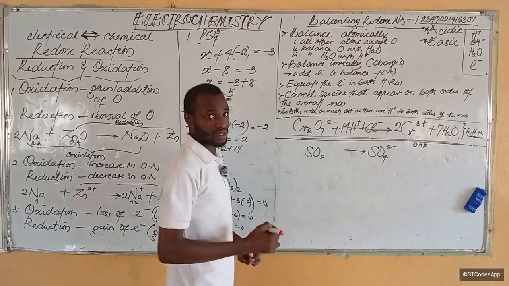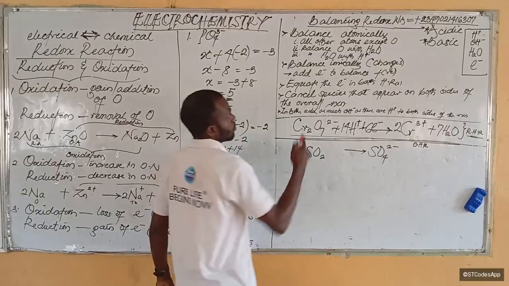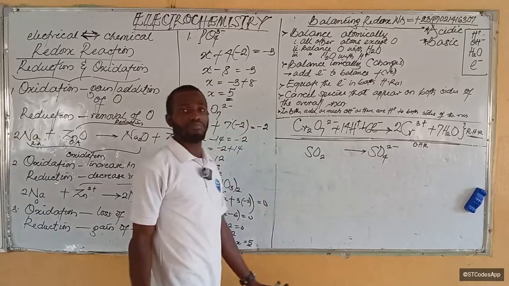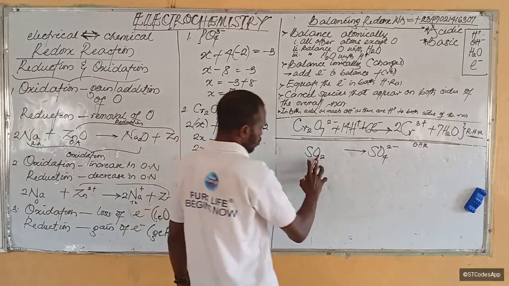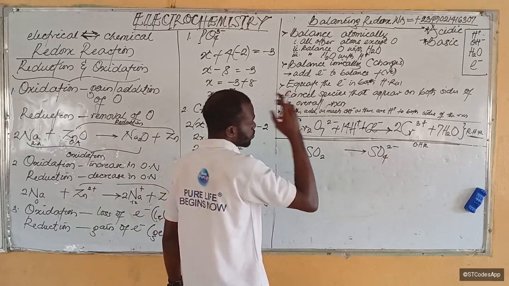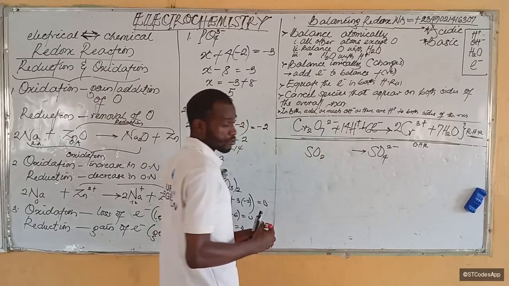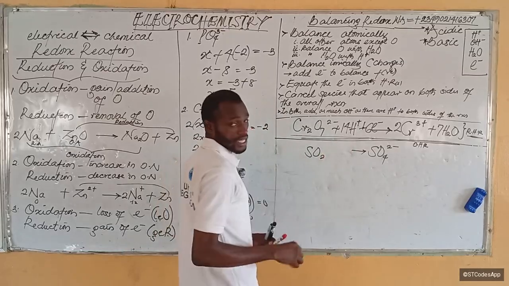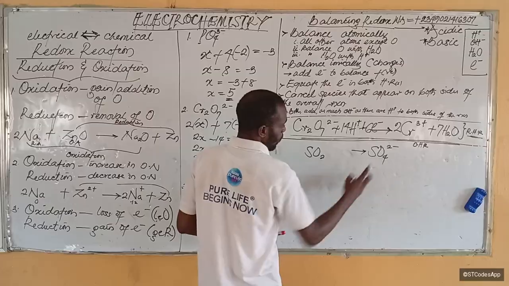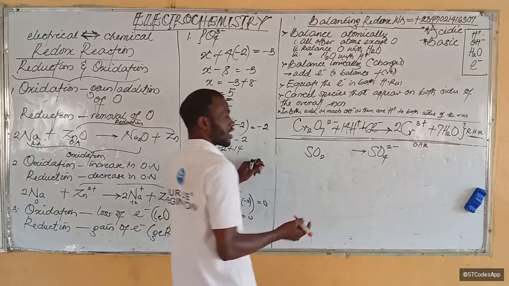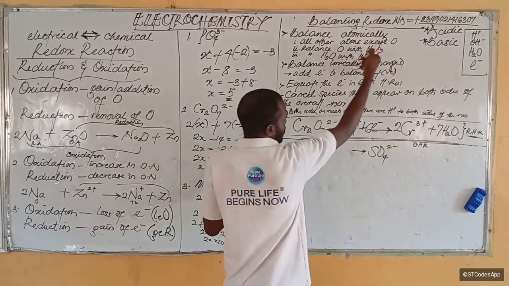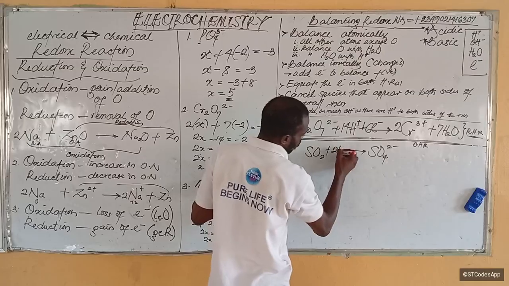Now for the oxidation half reaction, how do we go? The same steps, we balance atomically. 1 S here, 1 S here. Balanced. 2 oxygens here, 4 oxygens here, not balanced. So how many oxygens do we need more, and where? Here. How many more do we need? 2, so that 2 plus 2 will be 4. Is that clear? We cannot add 2 oxygen, it's water we'll add. Balance oxygen with what? Water. So we'll add 2 water.